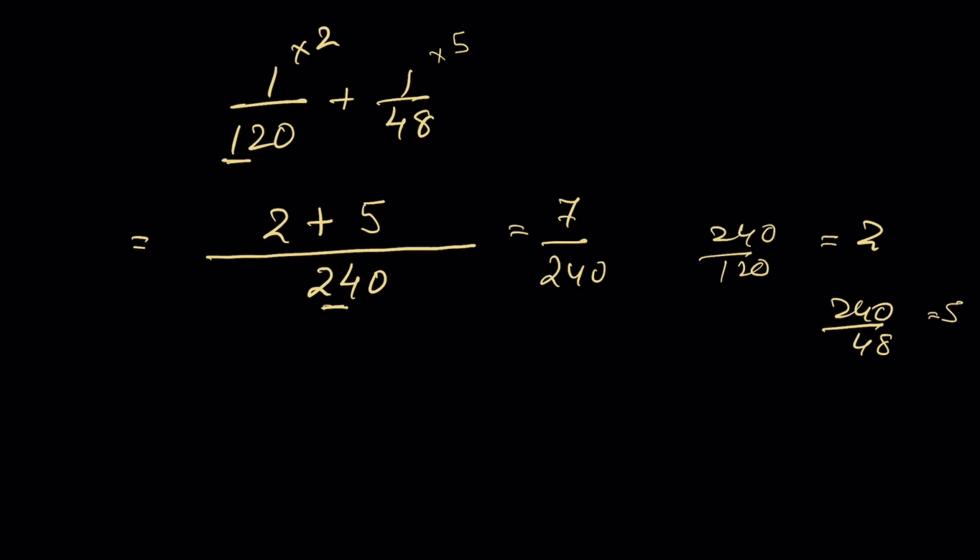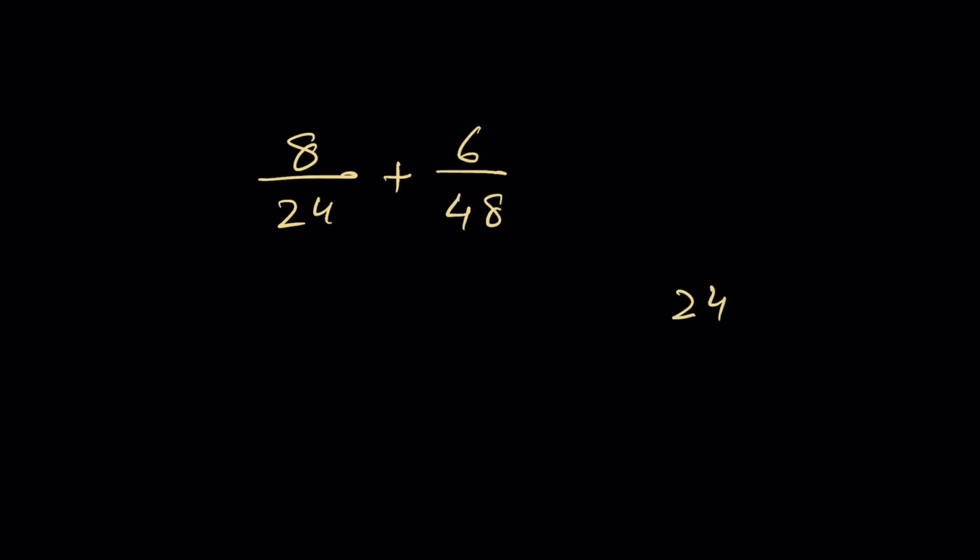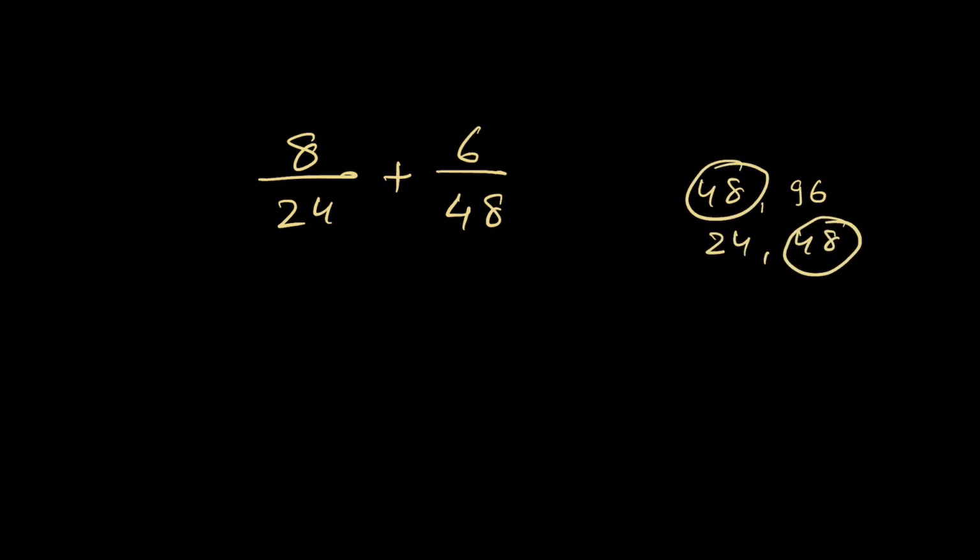Let's try with a different example. 8 upon 24 plus 6 upon 48. Now LCD of 24 and 48. In this you can see the listing method can give you the LCD much faster because multiples of 48, you can write 48, 96 etc. and multiples of 24 will be 24, 48 and so on. So 48 is the least common denominator. So we can write 48 here.